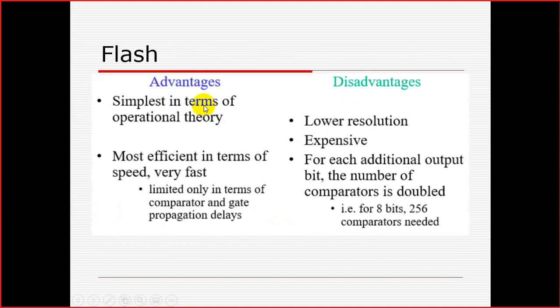So this is the advantage of flash: simplest in terms of operation theory, and most efficient in terms of speed, very fast, limited only by comparator and gate propagation delays. And this is the disadvantage: lower resolution and expensive. For each additional output bit, the number of comparators is doubled. For example, for 8-bit, 256 comparators are needed. So that's why we are usually limited to 8-bit resolution for the flash converter.